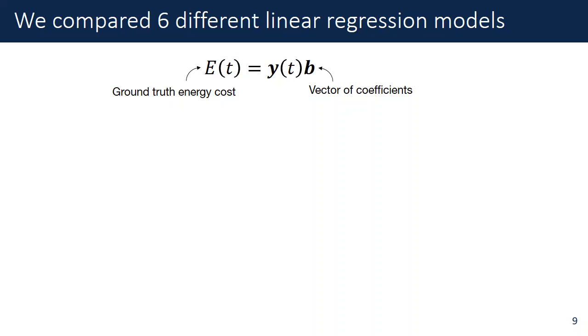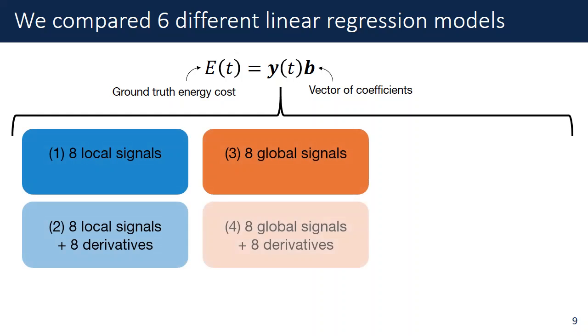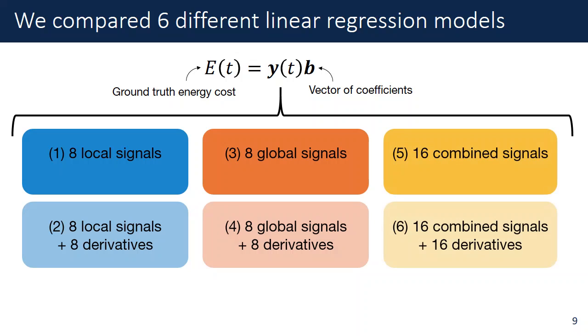All the multiple linear regressions we trained had the form E equals Y times B, where E was the ground truth energy cost and B was a coefficient vector. We tested 6 different sets of input signals and compared the results. These 6 regression models contained either the local, global, and combined signals only, or the signals plus their derivatives. We compared the performance between models with and without derivatives for the same signal set.